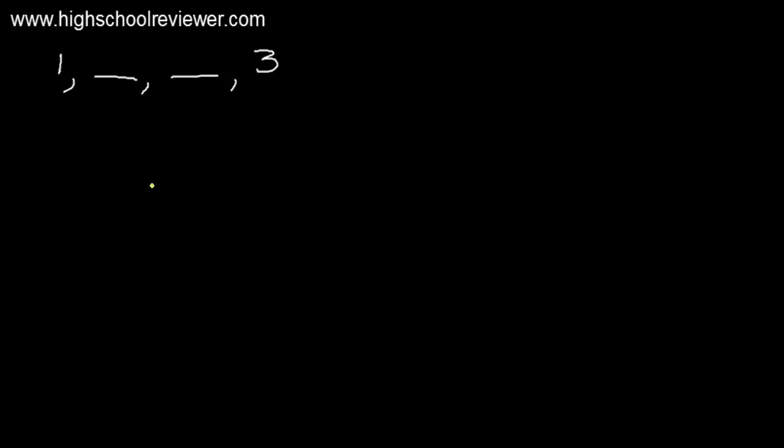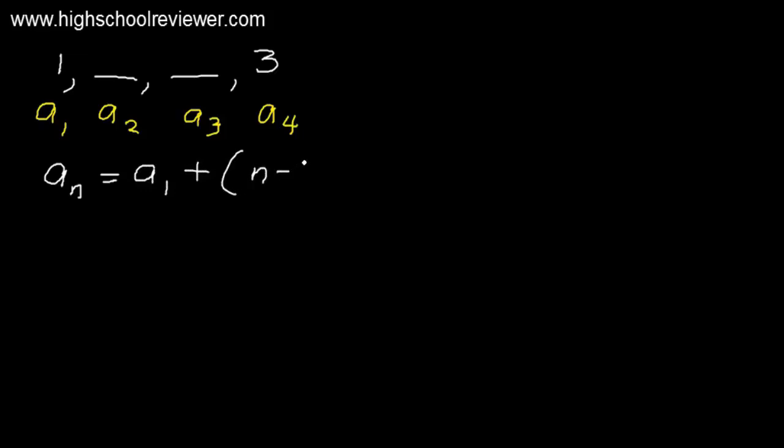And let us call positive 1 as our a sub 1. This will be our a sub 2, a sub 3, and a sub 4. So to find the missing terms, we need to have the value for d, or the common difference. So to find d, we need to use this equation: a sub n is equal to a sub 1 plus n minus 1 multiplied by d. For our a sub n here, we are going to use a sub 4.